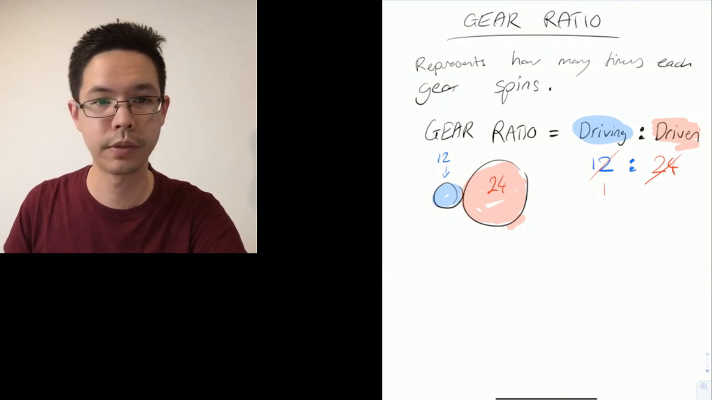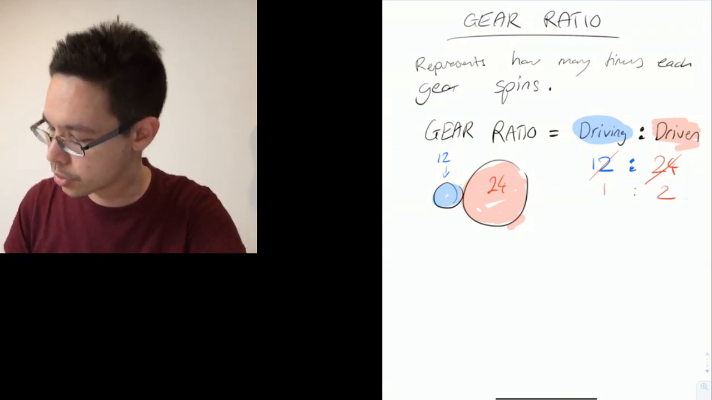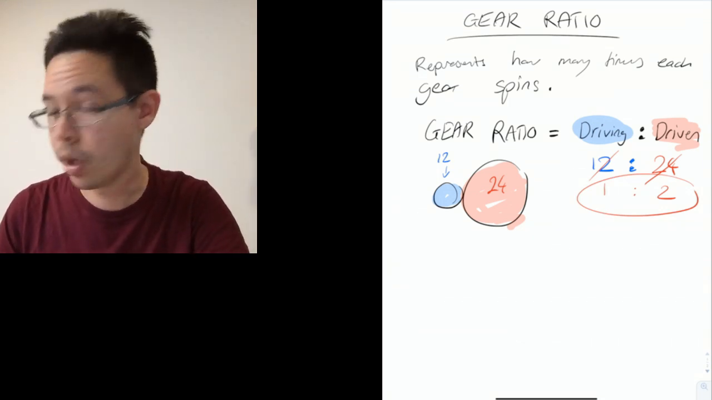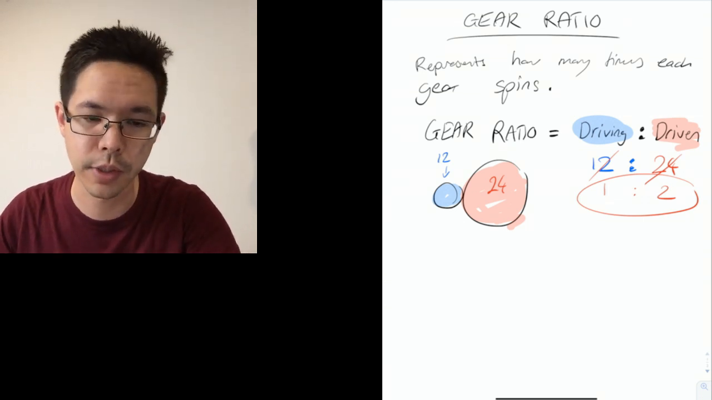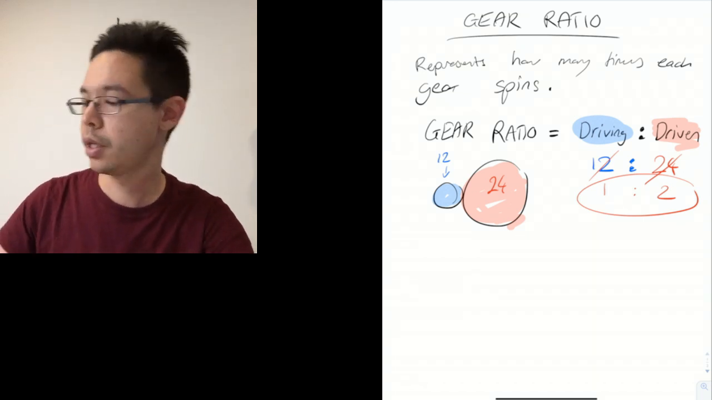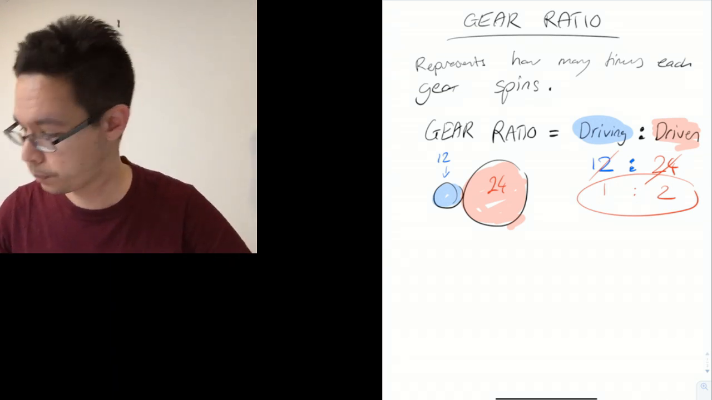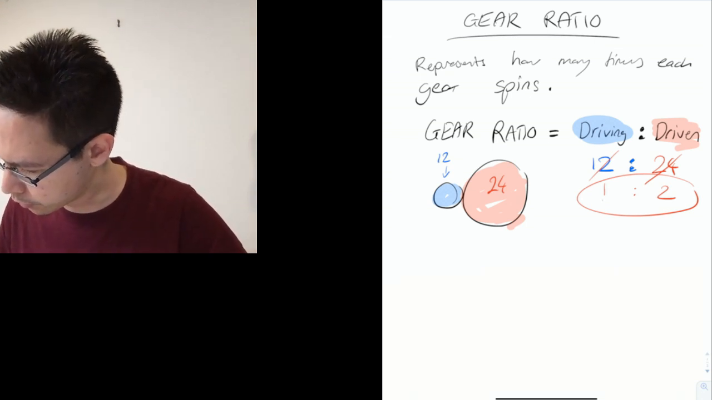I can divide 24 by 12, and I get an answer of 2. So essentially the ratio for this gear combination is 1 is to 2. That means for every one time you spin the driving gear or the drive gear, you will spin the driven gear or the load twice. I think that's the way it works. Driving versus driven.